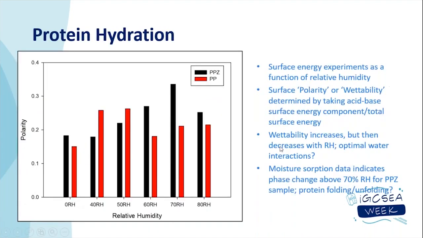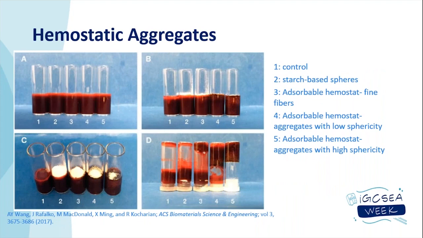Okay. In another study, a paper published by a group at Ethicon, we were involved in measuring the surface energy of different aggregates that are used as blood clotting agents. These are basically either starch-based or other hemostats that can affect blood coagulation and blood clotting for wound care.